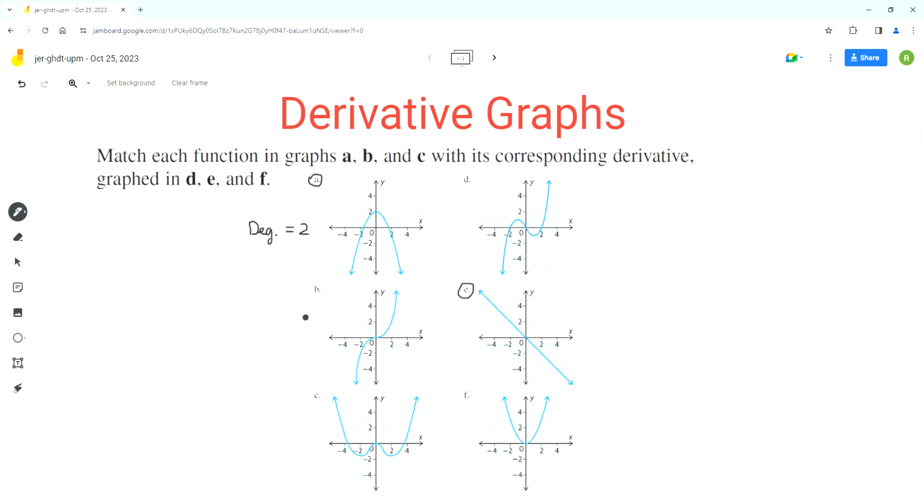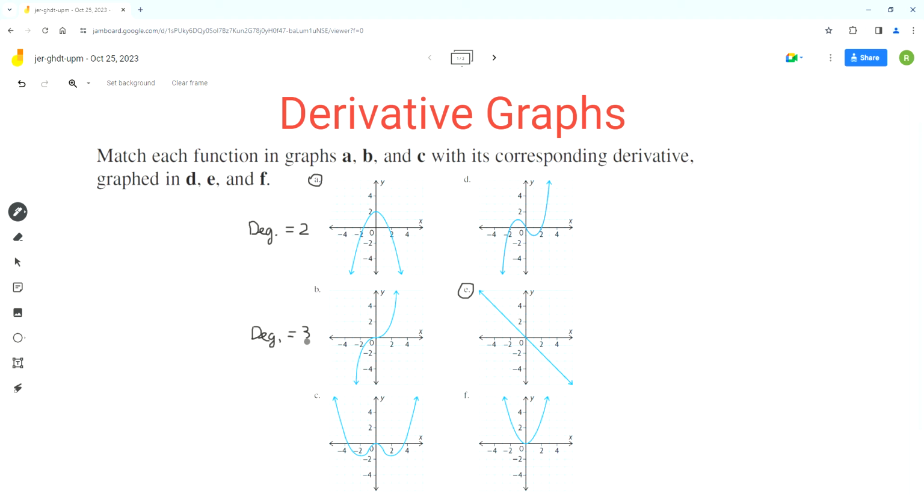So now we can analyze graph B. Now graph B is another polynomial function with x-intercept at the origin. Now for this x-intercept, the order or the multiplicity is 3 because as the graph gets closer to the origin, it becomes flat and then touches the origin and then gradually passes through the origin and goes up. So for this polynomial function, the degree is 3.